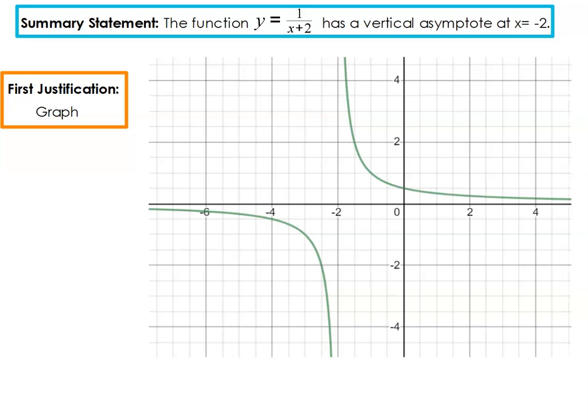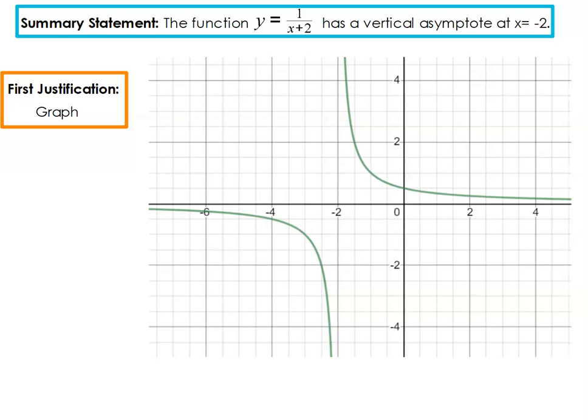So let's look at another example of a summary statement using the new function family we are looking at today in this lesson, of the form y equals 1 over x minus h. So we have this summary statement here. The function y equals 1 divided by x plus 2 has a vertical asymptote at x equals negative 2. So let's quickly recall what a vertical asymptote is.